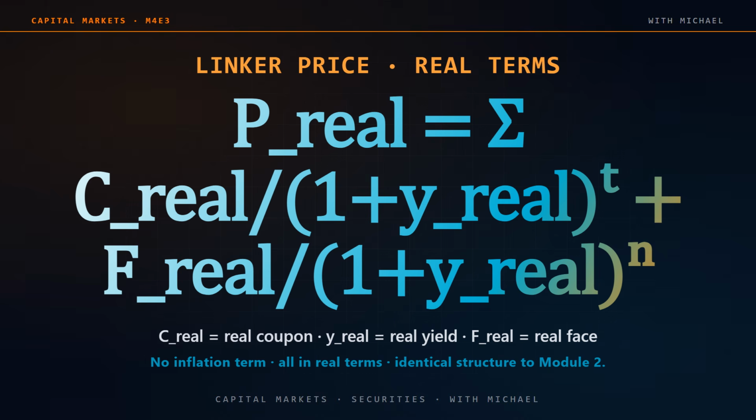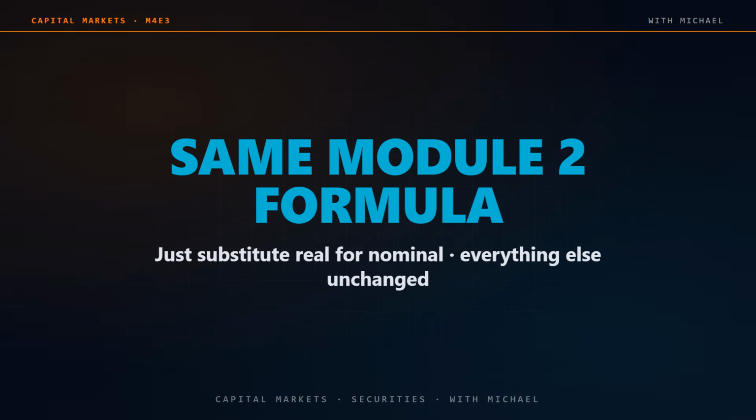In notation, P_real equals the sum of C_real over (1 plus y_real) to the t, plus F_real over (1 plus y_real) to the n. Notice that there is no inflation term in this formula at all. That is the point. By working in real terms, we have isolated the inflation problem to the cash flow definitions, and the discount mathematics is pure.